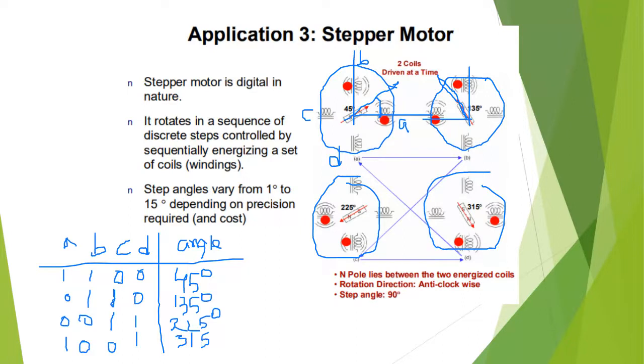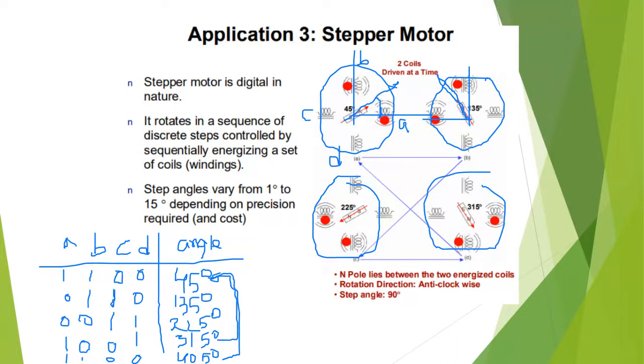So if we make A and B on again, what will happen? It will be another 90 degrees. So 90 plus 315 is 405. 405 minus 360 is 45. So that means this one and that one are the same. So basically from this level it repeats the things again. So this is the two-phase on system.